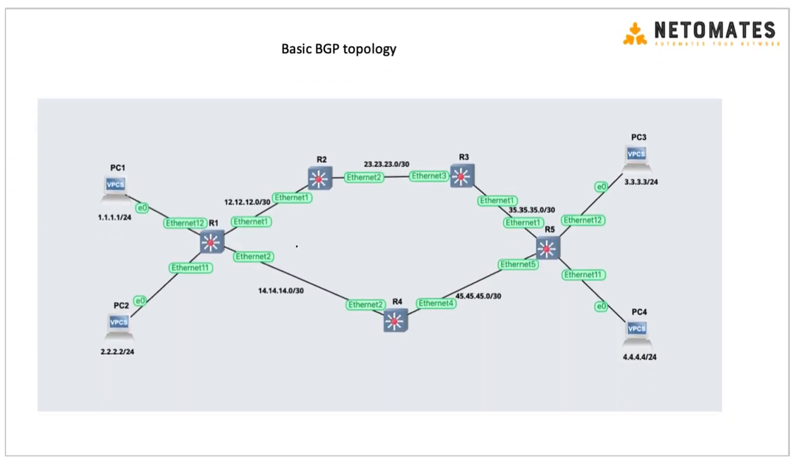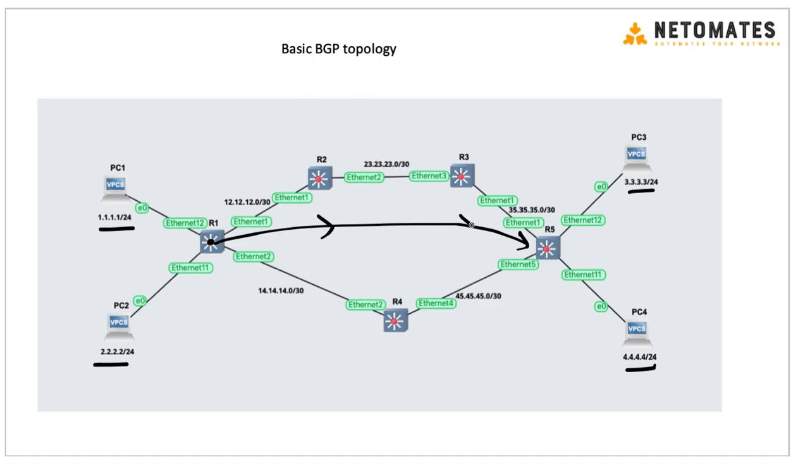So this is the topology we use for the basic BGP lab. We have 5 routers, R1, R2, R3, R4 and R5. We have 2 networks on the R1 side, 1.1.0/24 and 2.2.0/24. On the R5 side we have another 2, 3.3.0 and 4.4.0. We just want to use BGP to advertise these routes from R1 to R5.